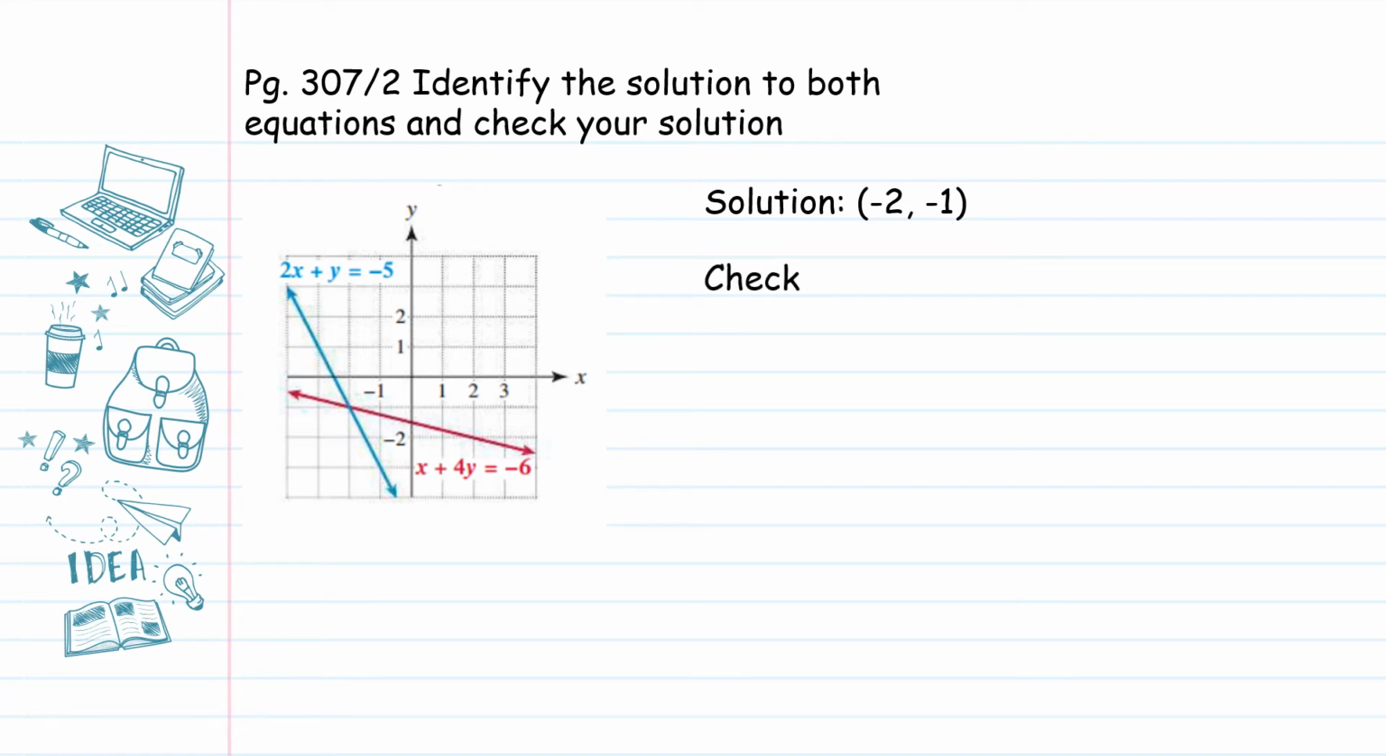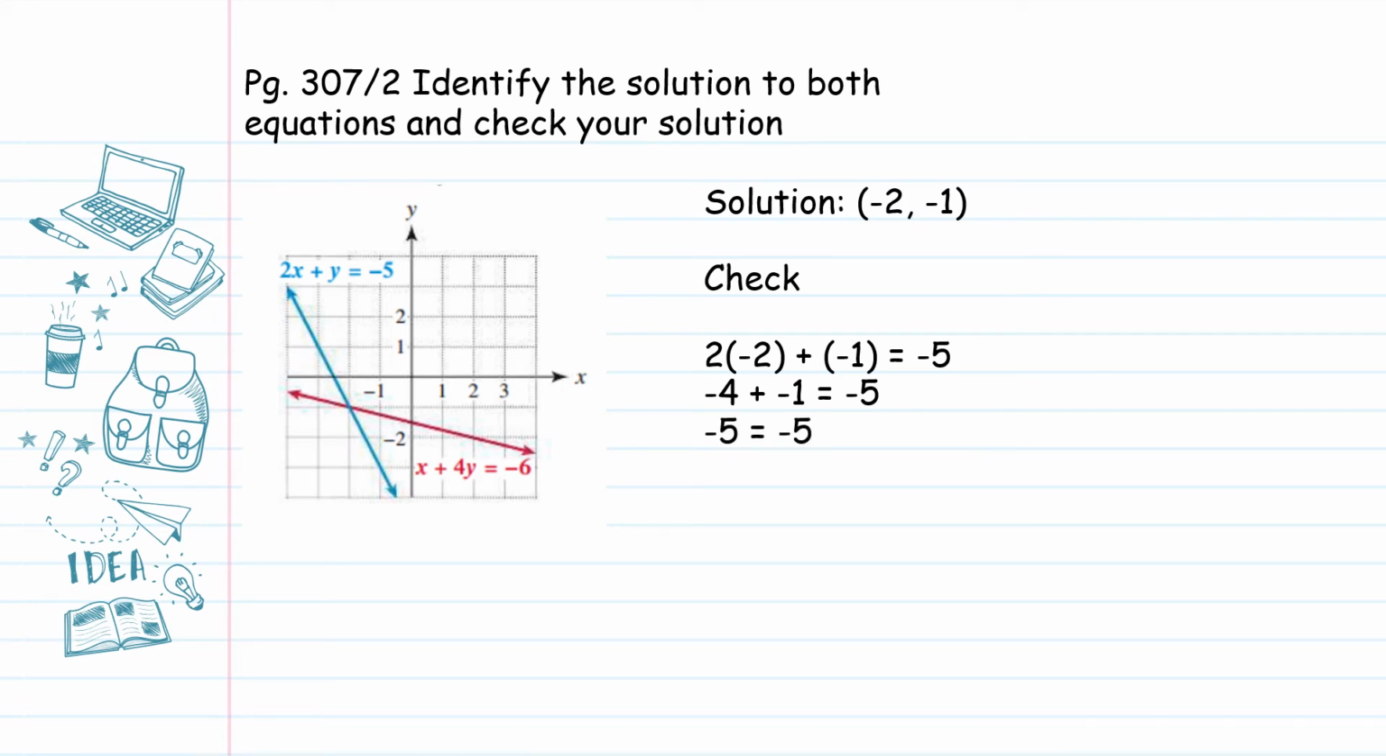So now we need to check it by plugging it into each of our equations. So first we're going to plug it into our blue equation, which is 2x plus y is equal to -5. Again, x for x and y for y. We multiply, so it's going to be -4 plus -1 is equal to -5. So that equals -5 is equal to -5, so that works.